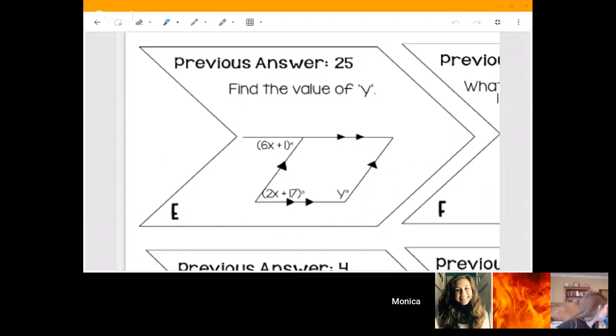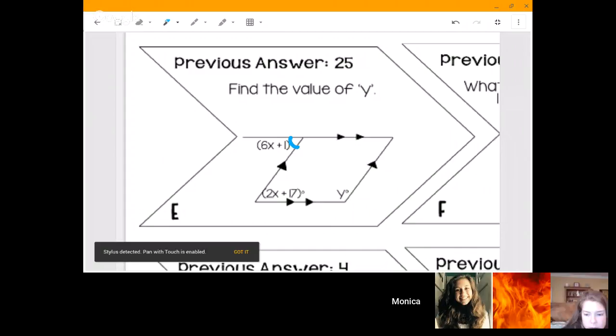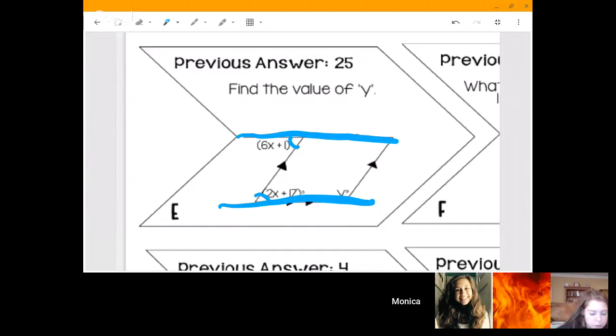Okay, Isabel, here's E from the activity. So if we look at this angle here and this angle here, here's our parallel lines, and here's our transversal. So those two are on opposite sides of the transversal, right? And then they would be alternate. Now, are they interior or exterior for the lines? Yes, they're interior because they're both inside those two parallel lines.